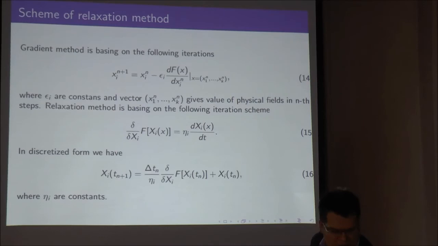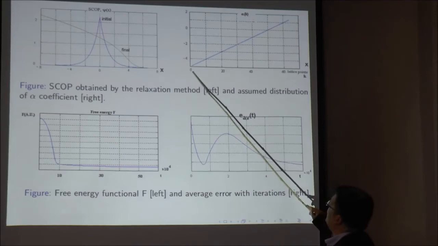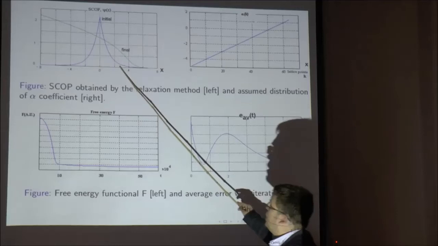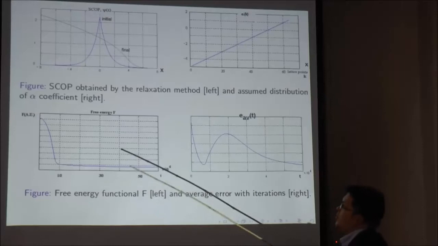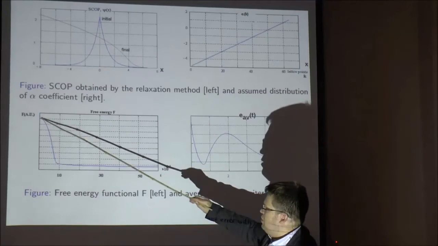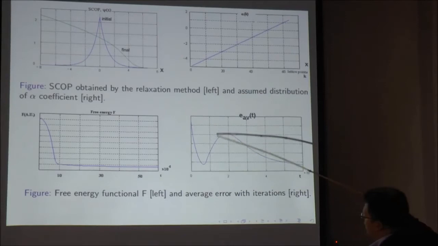So, for example, if you consider a superconductor with such an alpha coefficient, here is a more superconducting state, and here is a kind of normal state. If you make an initial guess, which is even non-intuitive, in one dimension, after many iterations you get such a superconducting order parameter, which is proper, because on this side you have a normal state, and here you have a more superconducting state. If you monitor the free energy functional with virtual time, you have minimization. And if you monitor the average error, it also goes to a minimum after certain iterations.